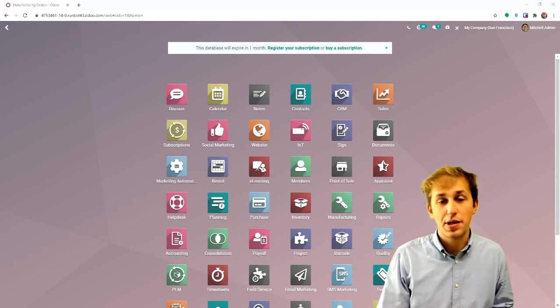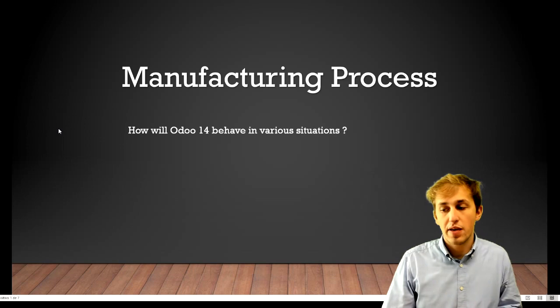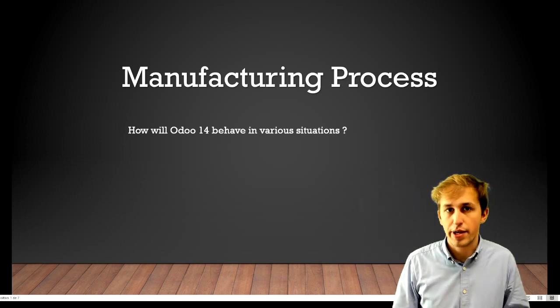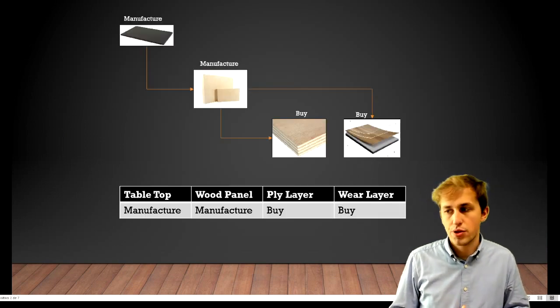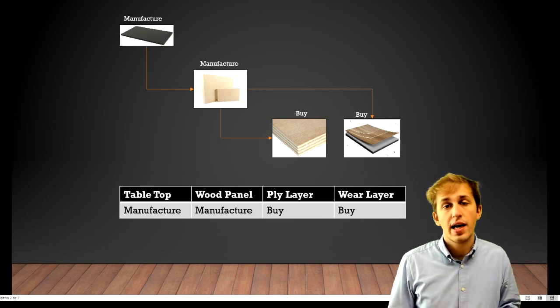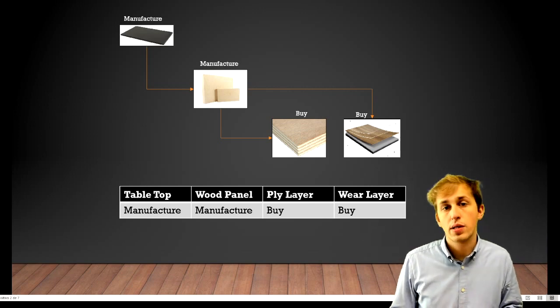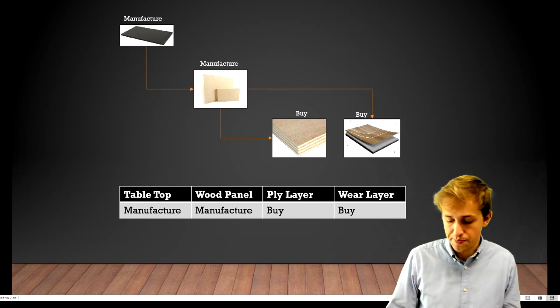Today I want to talk with you a little bit about the manufacturing process and how Odoo behaves in certain situations and how it can help you deal with your manufacturing process. So I've created this product called the tabletop, and this tabletop needs a wood panel to be manufactured, and this wood panel needs two components. It needs a ply layer and a wear layer to be manufactured. The ply layer and wear layer can be bought, as you can see in the image.